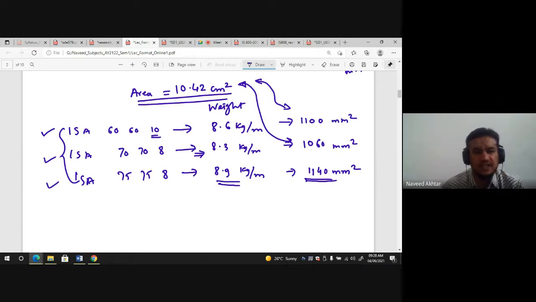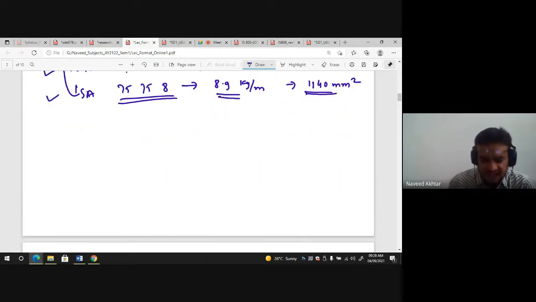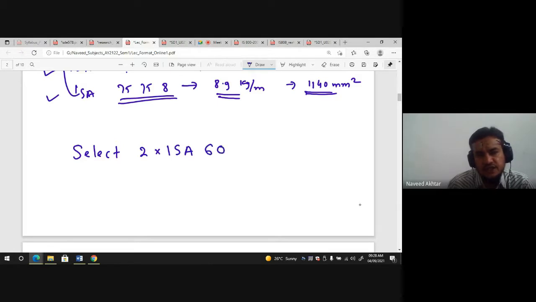So either you select this ISA 60/60/10 or 70/75/8 mm. This one also you can select, but here the area is too close, it may fail. It may fail, you have to check. That is the trial and error method of design. So we will select two ISA 60/60/10 mm for our case.